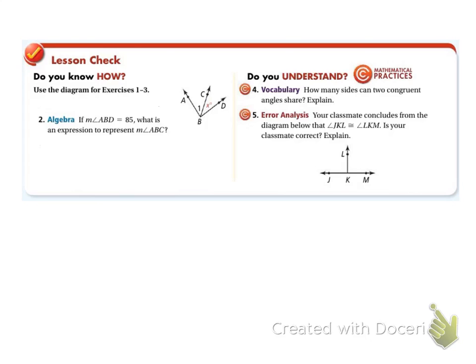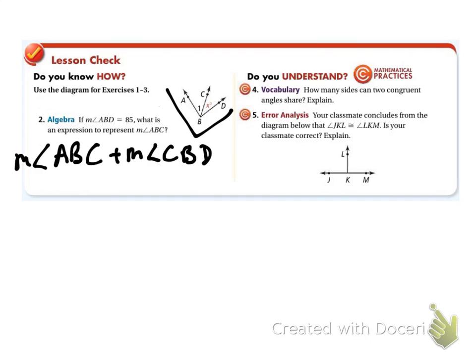Alrighty, our lesson check. Just doing number 2 here. If the measure of angle ABD, the whole thing, is 85, what is an expression to represent the measure of angle ABC? That guy right there. Well, I know that ABC plus CBD needs to equal the whole thing, ABD. So, the measure of angle ABC plus the measure of angle CBD equals the measure of angle ABD.